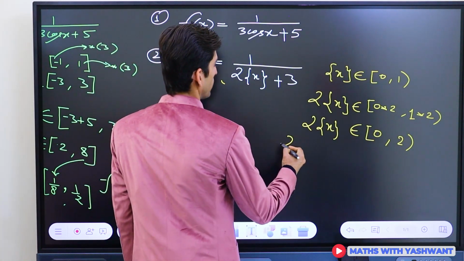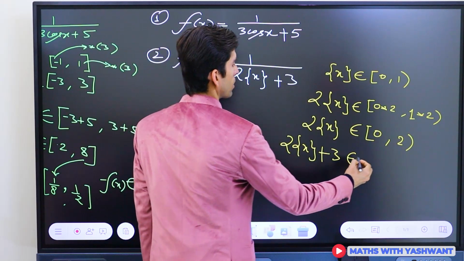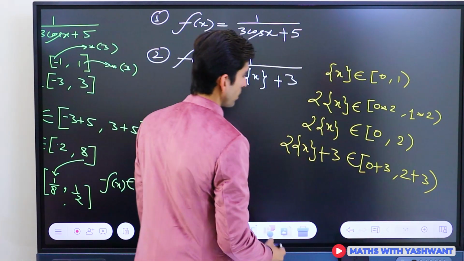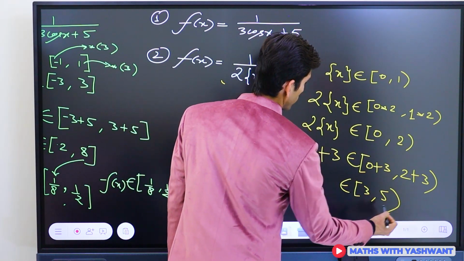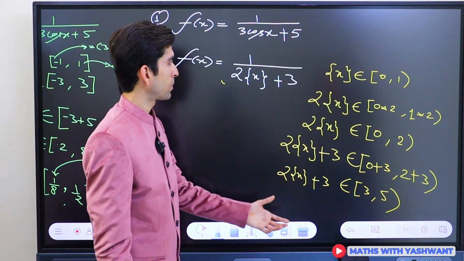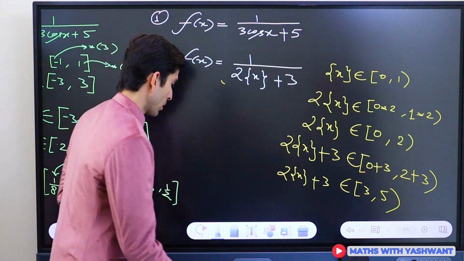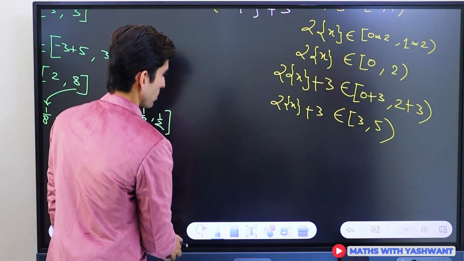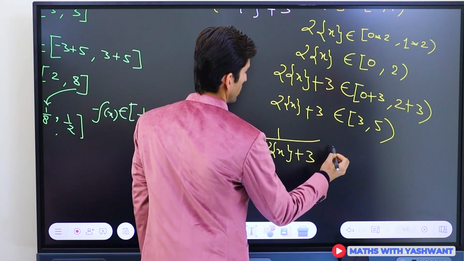So now we add 3. When we add 3, we simply add 3 to the left hand boundary point and to the right hand boundary point as well. So the range comes out to be 3 to 5 for twice of fractional power of x plus 3. Now we do the reciprocal because the original expression we have is 1 upon twice of fractional power of x plus 3. So we do the reciprocal, right? So we have 1 upon twice of fractional power of x plus 3.